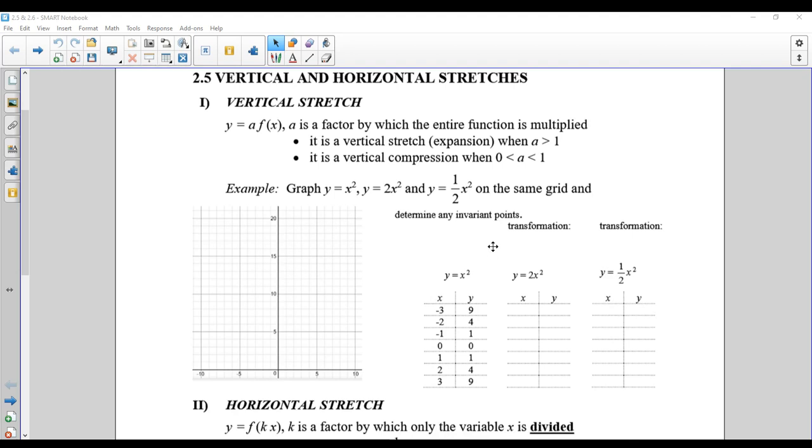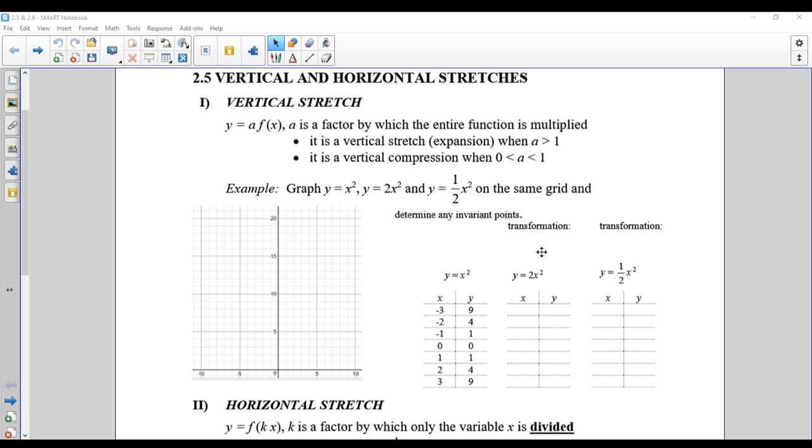So you're going to graph with me now the x squared line, the 2x squared line, and the half x squared line on the same grid. We're going to see if there's any invariant points. We're going to describe the transformations, and we're going to talk about how we make those transformations happen. So I gave you the first table of values for y equals x squared. Right? So minus 3, 9, minus 2, 4. That's just your typical y equals x squared line.